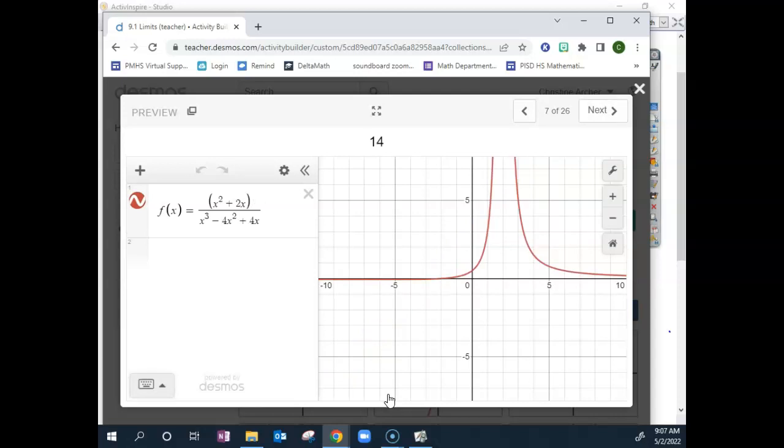Okay, so I want the limit at 0. What's the limit at 0? I can't get it exact here, but it's like 0.5. At 0, it's undefined, but we don't care that it's undefined. On either side, it's 0.5.